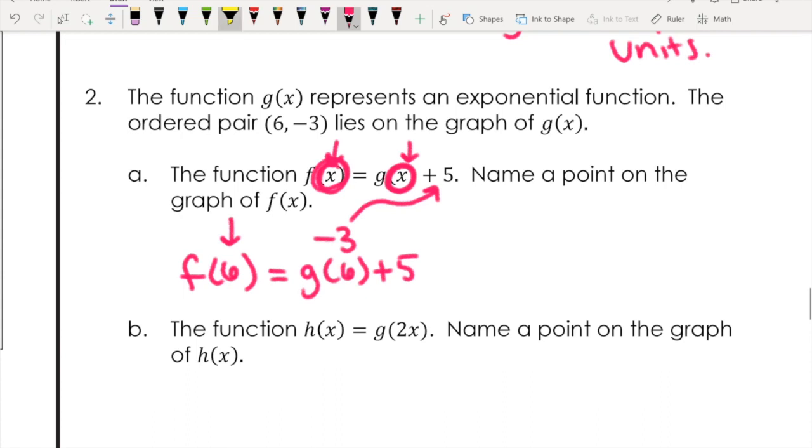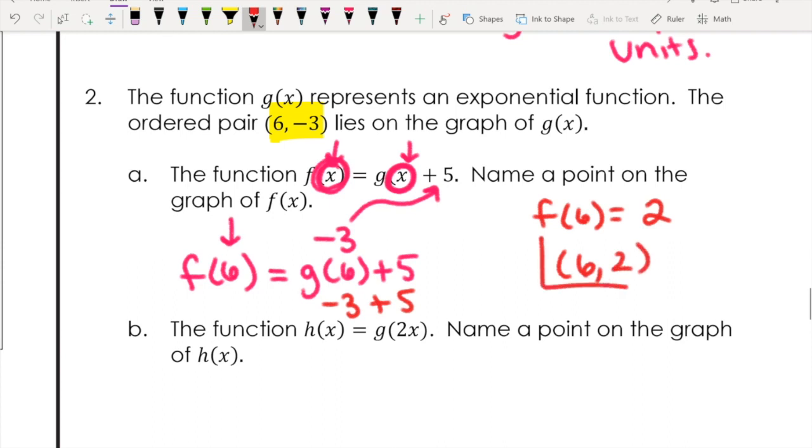Okay? So according to the ordered pair, if you input 6, your answer is negative 3. So I just inputted 6. So my answer is negative 3 plus the 5. All right. So f of 6 equals negative 3 plus 5. And negative 3 plus 5 is 2. So what's the ordered pair? Well, the ordered pair is 6, positive 2. And there's your answer.